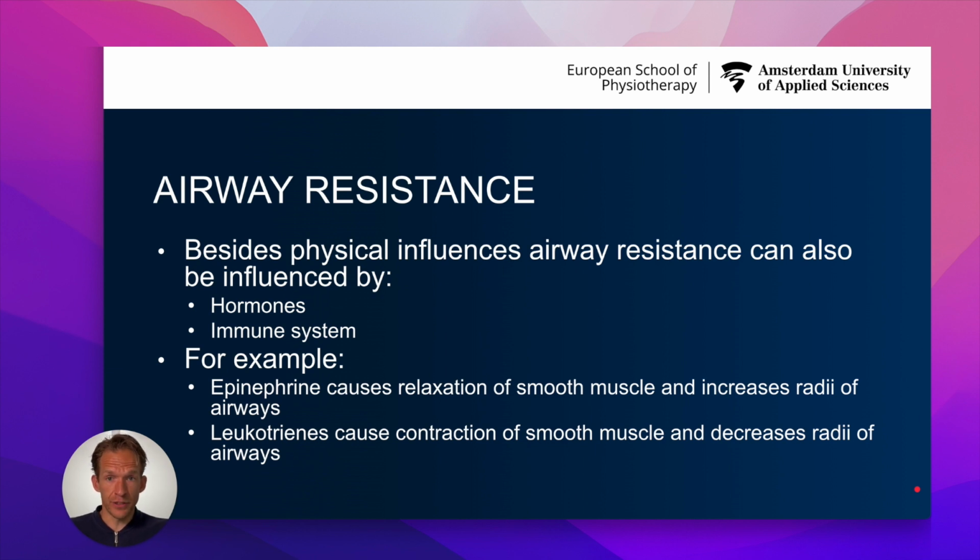Well, besides these physical factors, your airway resistance can also be influenced by hormones and the immune system, and the two examples in this slide illustrate what both factors could do. Epinephrine, as related to the sympathetic nervous system, will cause a relaxation of the smooth muscle that is normally contracted around the upper airways, and that relaxation will cause the radii of the airways to increase, which will decrease the resistance and makes airflow easier. Leukotrienes, for example, would do the opposite. If they cause the smooth muscle tissue to contract, that will constrict the airways, will decrease the diameter, and that will then increase the resistance.